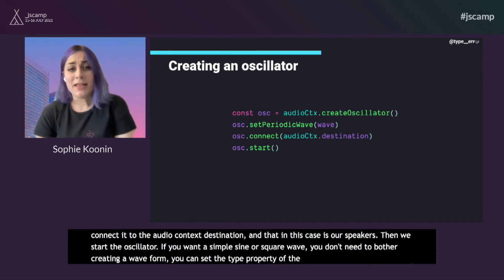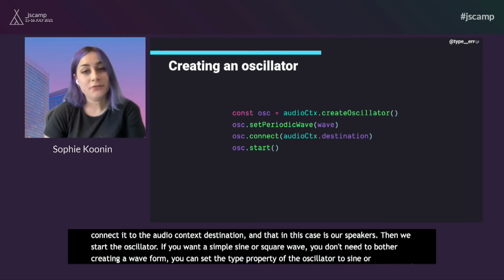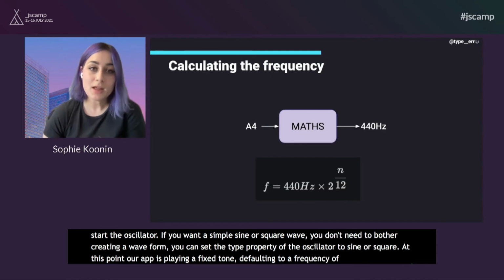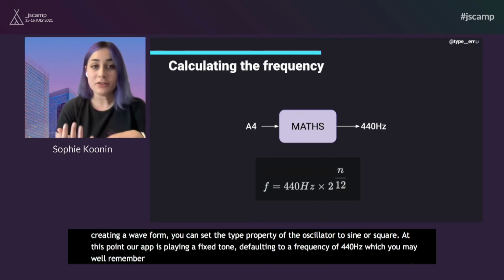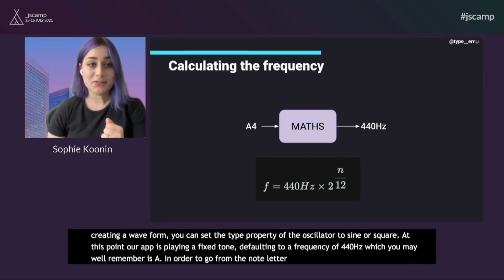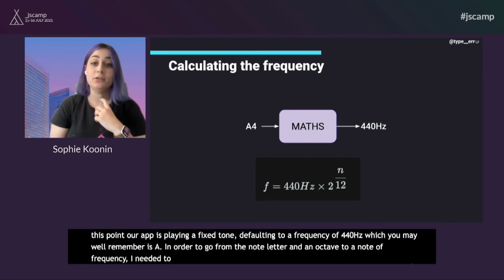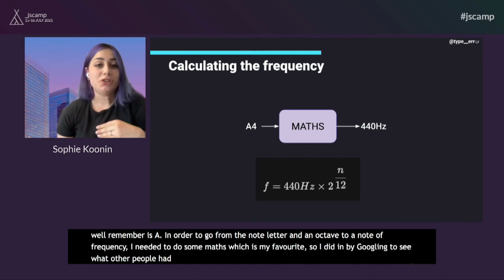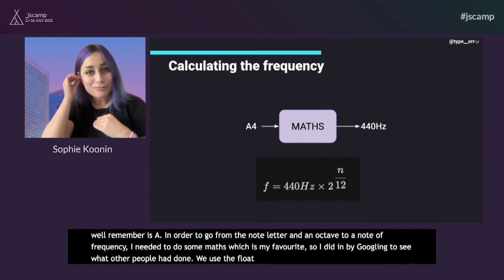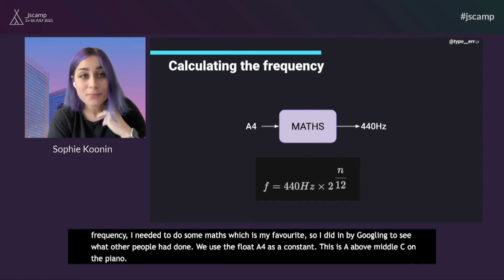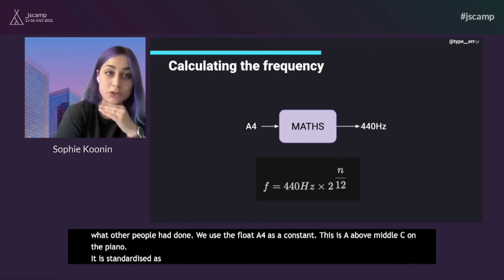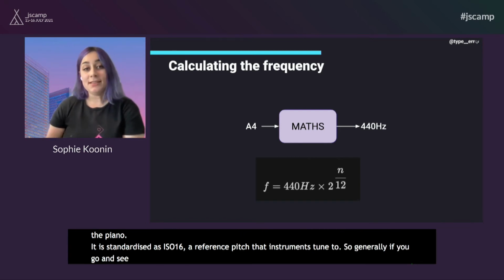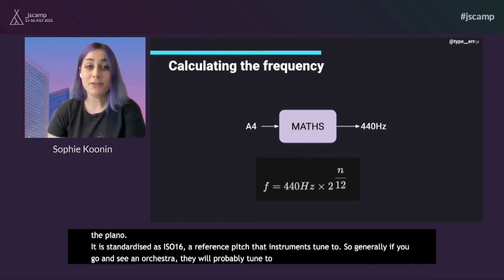So at this point, our app is playing a fixed tone. It defaults to a frequency of 440 Hertz, which you may remember is A. And in order to go from the note letter and octave of a note to a frequency, I needed to do some maths, which is my favorite. So I did this by Googling to see what other people had done. We used the note A4 as a constant. This is A above middle C on the piano, and it's actually standardized as ISO 16. It's a reference pitch that instruments tune to. So generally, if you go and see an orchestra, they'll probably tune to this note. And yeah, that frequency, as I mentioned before, is 440 Hertz, which is a lovely round number.